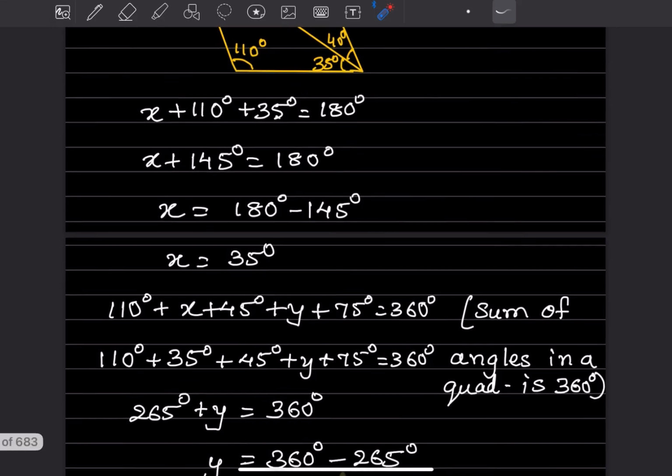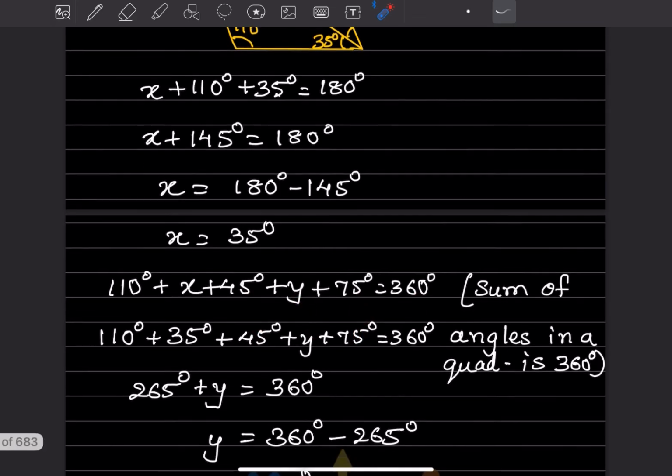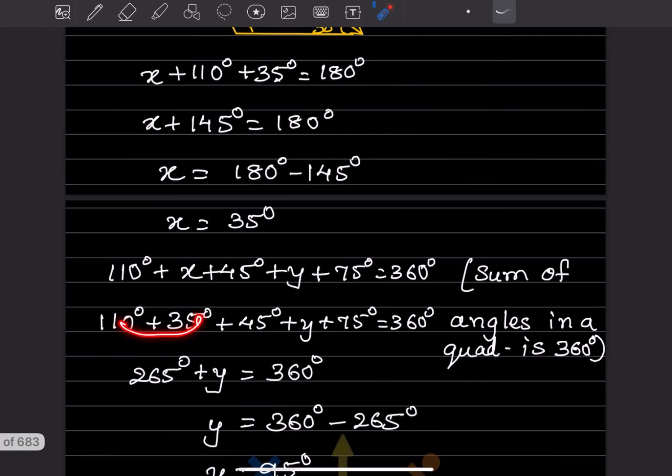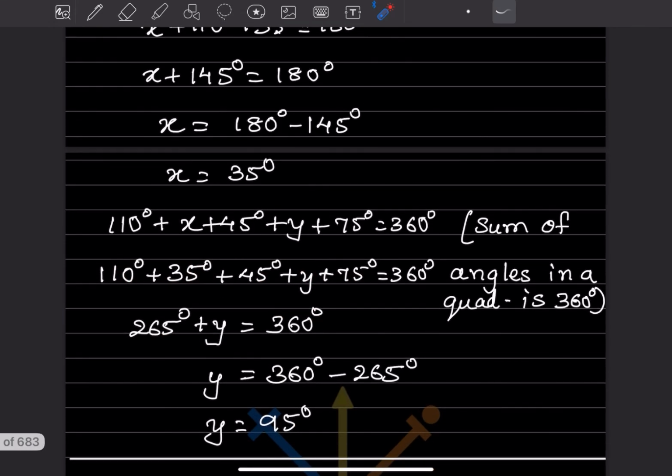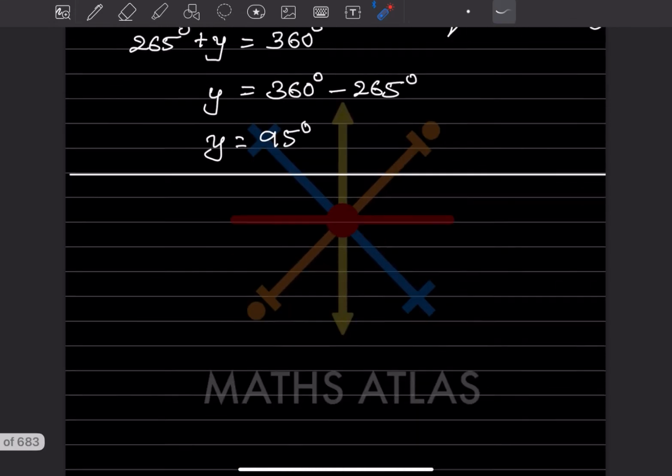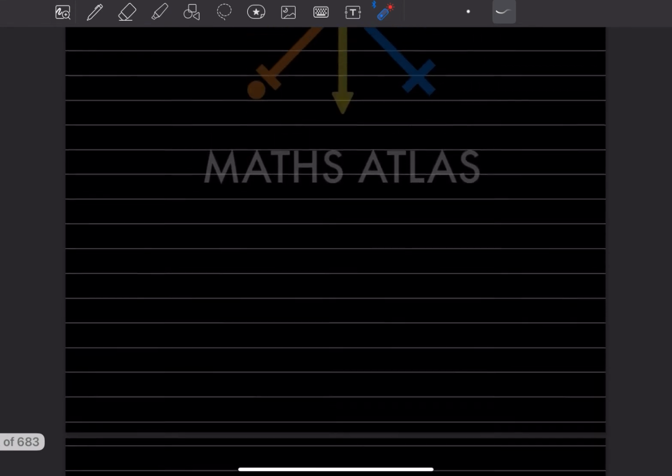So we can write here this one, x we got the value as 35, so we can put it here, 45, and we don't know y, this 75 is equal to 360. So when you add this all, that should be 265 plus y is 360 degrees. So y will be 360 minus 265. So y should be 95 degrees. So by this one we have completed today's work.